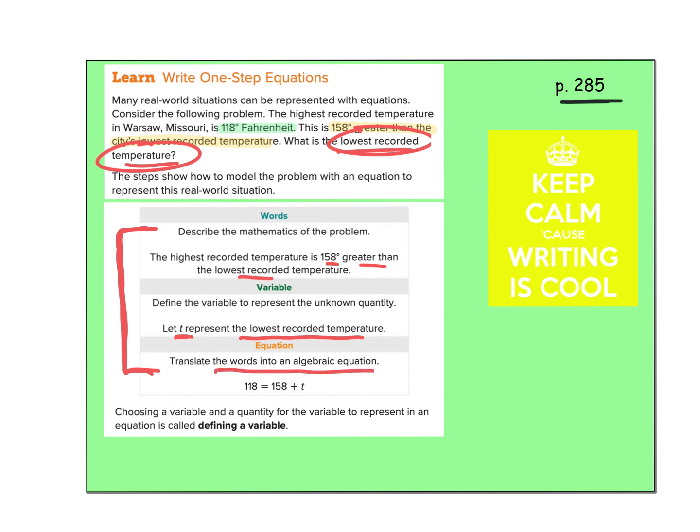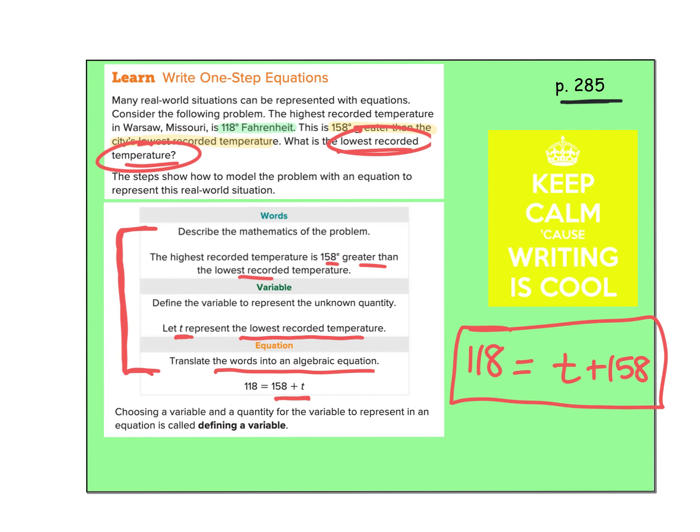Okay, and then they said, let's try to write this in an equation. They said, okay, well, the highest temperature is 118. That was 158 degrees greater than the lowest. Well, if the lowest we call T, 158 greater than that is adding 158. That should get me to 118, the highest recorded temperature in Warsaw. So there is my equation. So you just wrote an equation.